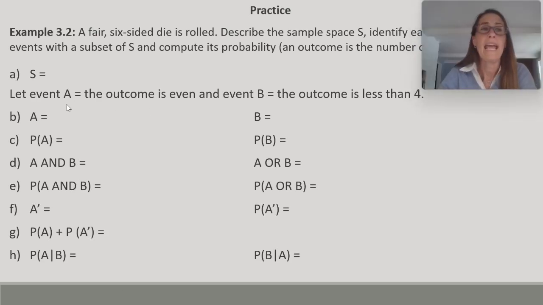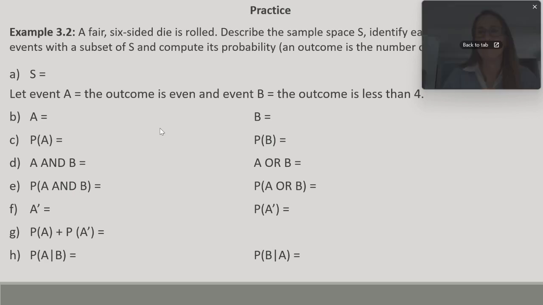Then we're going to let event A equal the outcome is even, and event B be the outcome is less than 4. And we're going to do the same thing. What's in A, what's in B, probability of A, probability of B, what's in A and B, what's in A or B, their probabilities, what's in the complement of A, its probability, and then add them together, and then the two conditionals.